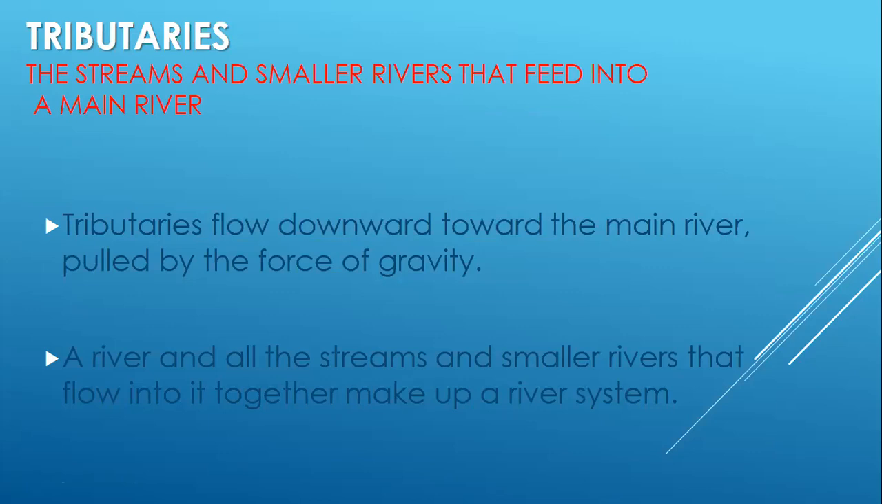Number one, tributaries: the streams and smaller rivers that feed into the main river are called tributaries. Also, tributaries, guys, flow downward towards the main river, pulled by the force of gravity. They come from the watershed, which is higher land, into the river mainstream, to give it the water by the force of gravity. A river and all the streams and smaller streams that flow into it together make up a river system.